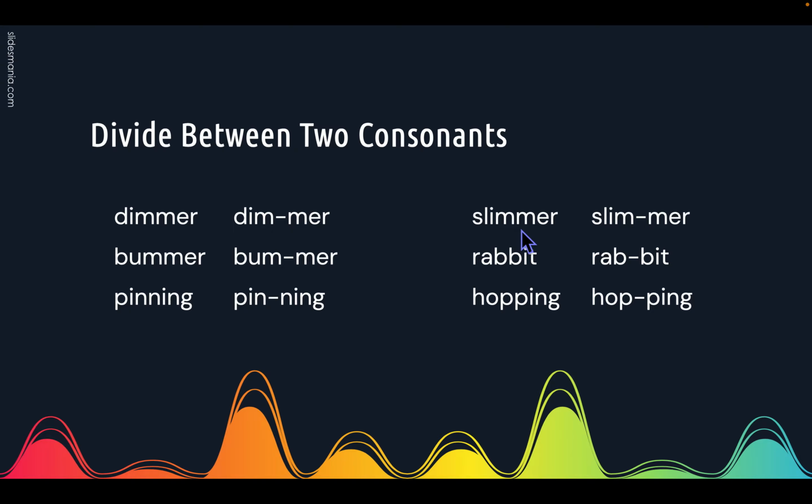We're going to split right here and use the short I sound to get slimmer. We split right here and use the short A and the short I to get rabbit. And we split right here and use the short O and the short I to get hopping. All right, you try it with these words.